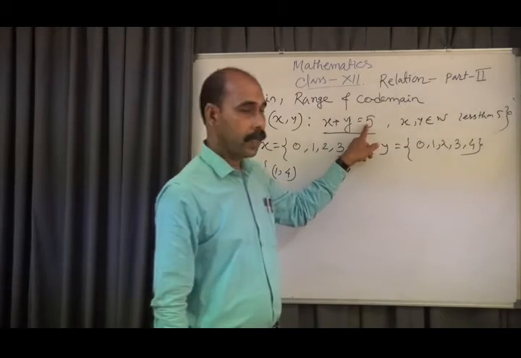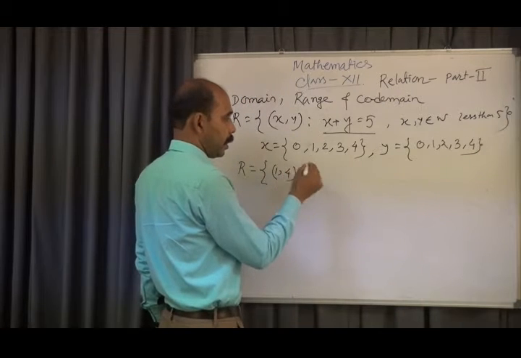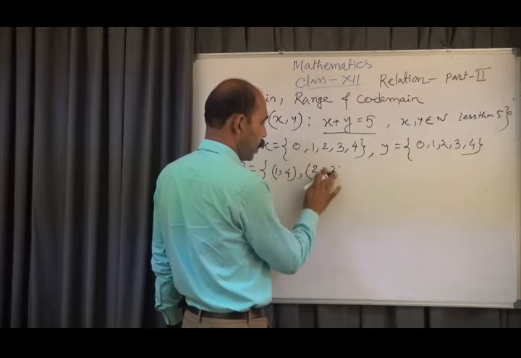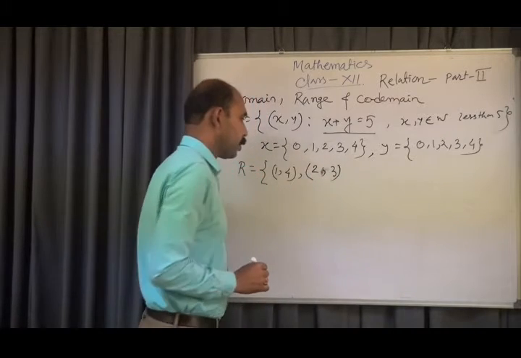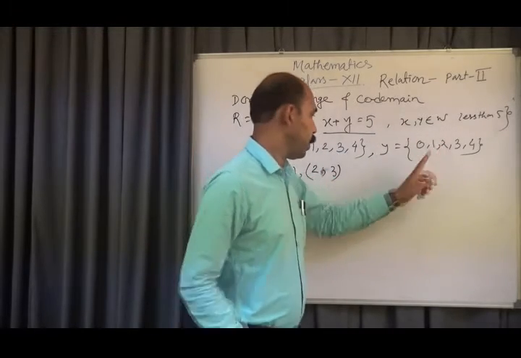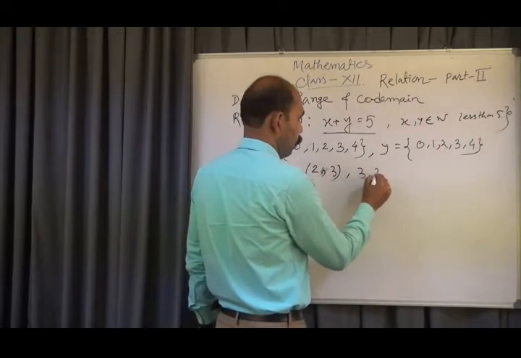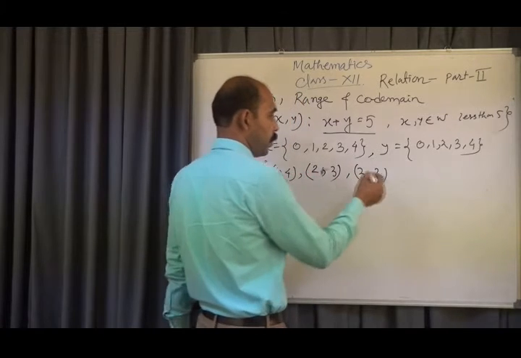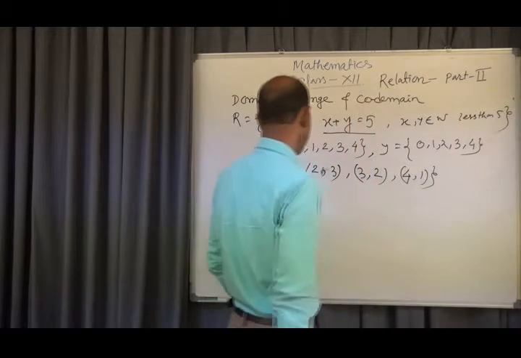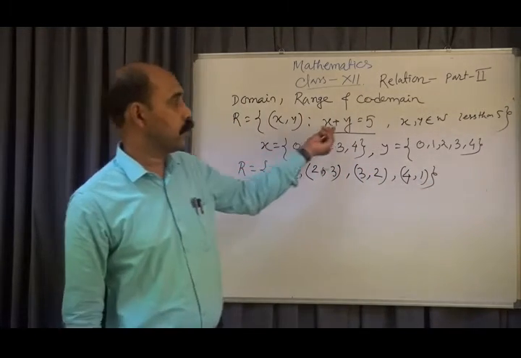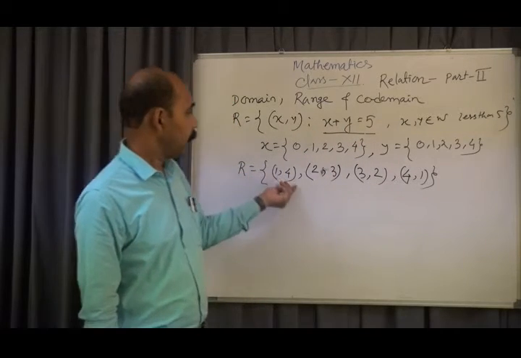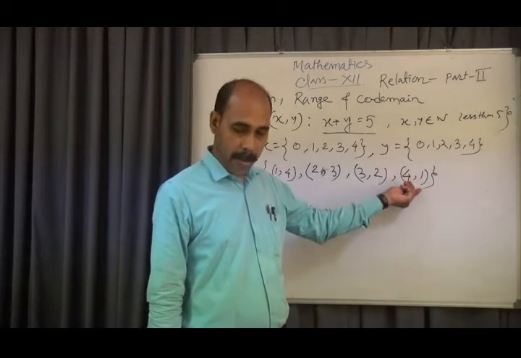Then another, you can take 2 plus 3 equals how much? 5. So it is (2, 3). Then 3 plus 2 equals 5. Or you can take 4 plus 1 equals 5. So this is the relation whose sum equals 5. Using this, you will write the relation. These are the elements of the relation.